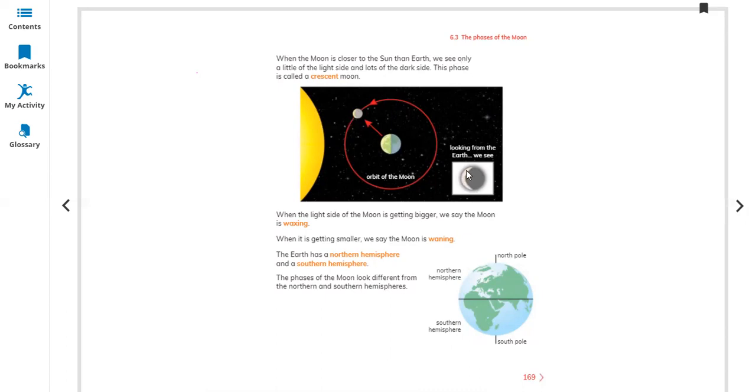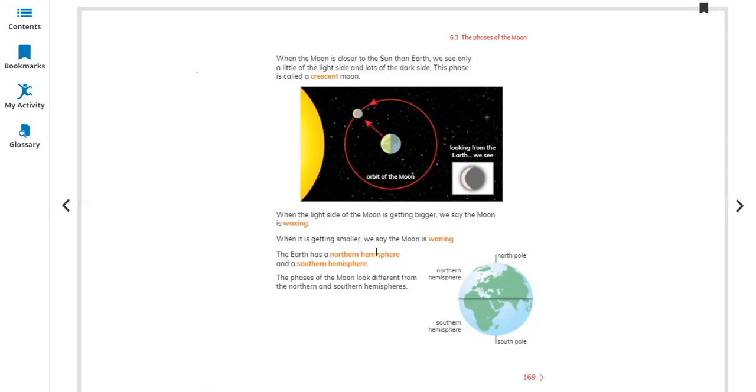This one. This phase is called a crescent moon. So a little of the light side and lots of dark side. So this is called a crescent. When the light side of the moon is getting bigger, we say this is waxing. When it is getting smaller, we say this is waning.